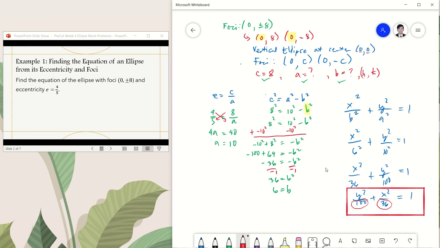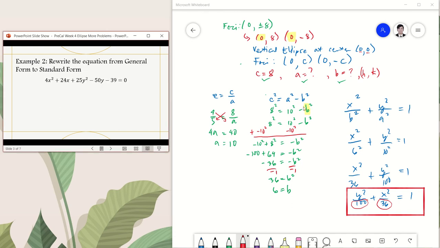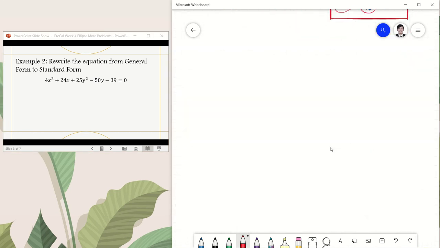Okay, ayan. Okay, let's proceed now to example 2. So we're asked here to rewrite the equation from general form to standard form, given the equation 4x squared plus 24x plus 25y squared minus 50y minus 39 is equal to 0. So yung gagawin natin, our target is to make sure that the left side will be factored completely, and then yung right side naman natin is 1 for us to find the standard form of the given equation.